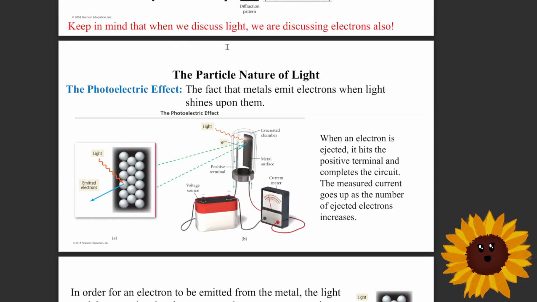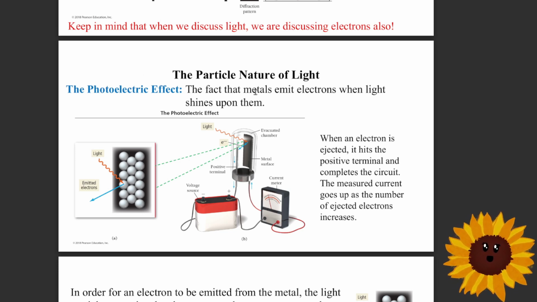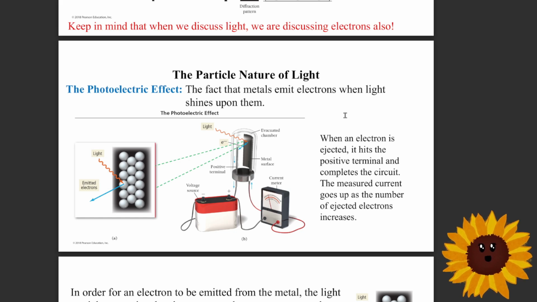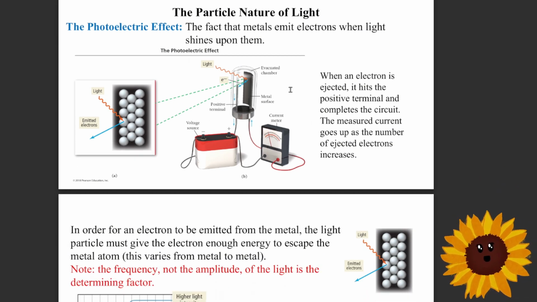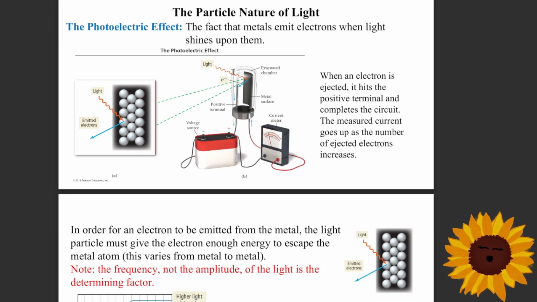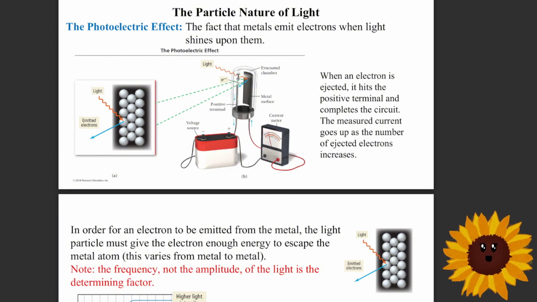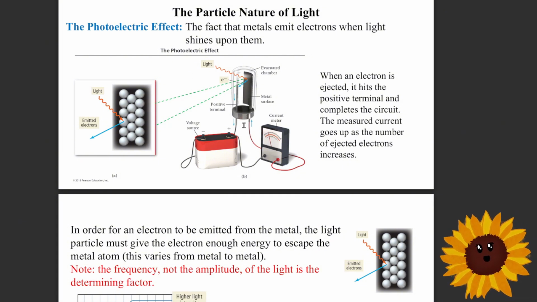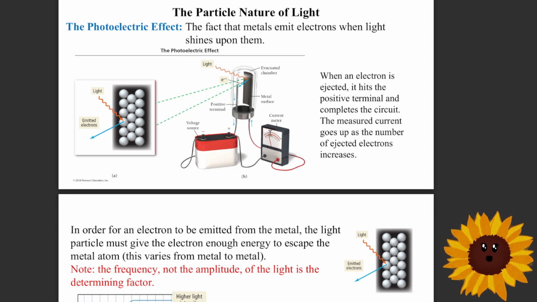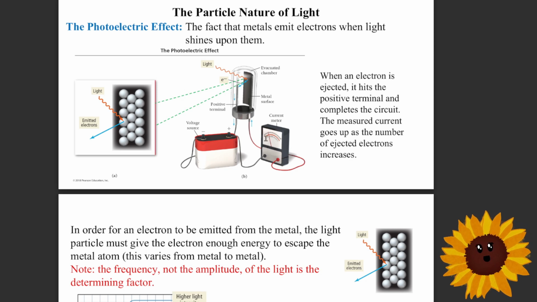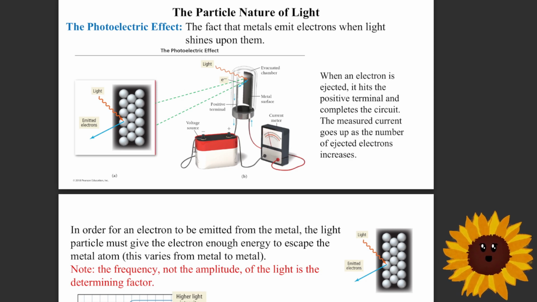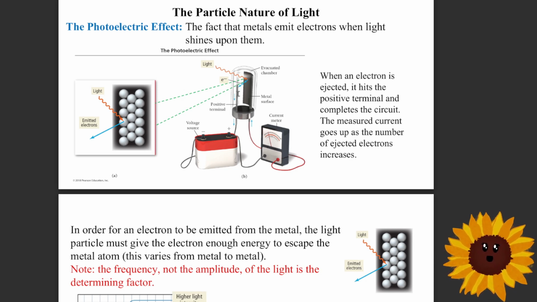So now we have the particle nature of light, and this is the photoelectric effect. So the fact that metals emit electrons when light shines upon them. So the photoelectric effect is basically when you shine a bunch of light and it hits this metal surface, and this metal surface is connected to this meter, which measures the current, or basically the amount of electrons that go through, the voltage, which is connecting up to this battery, which goes into this positive terminal.